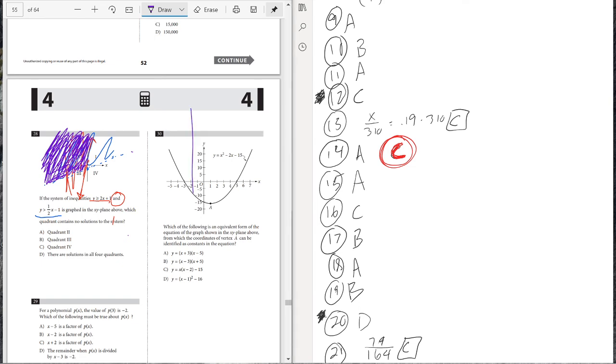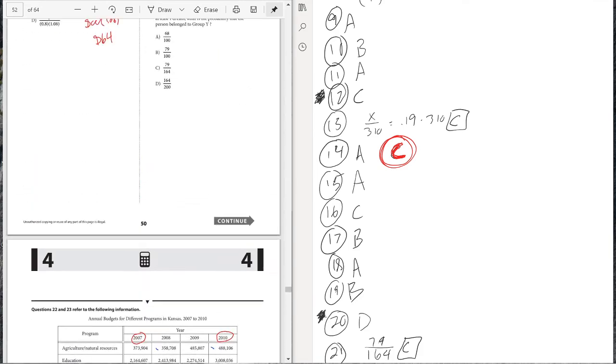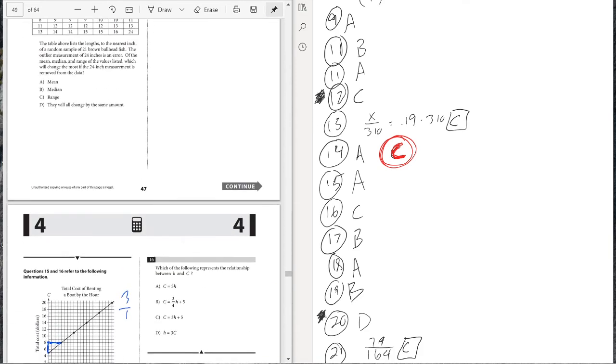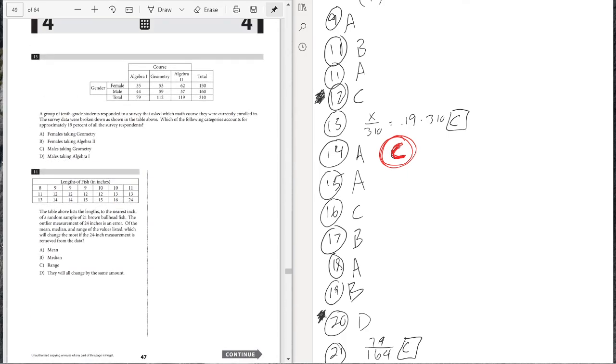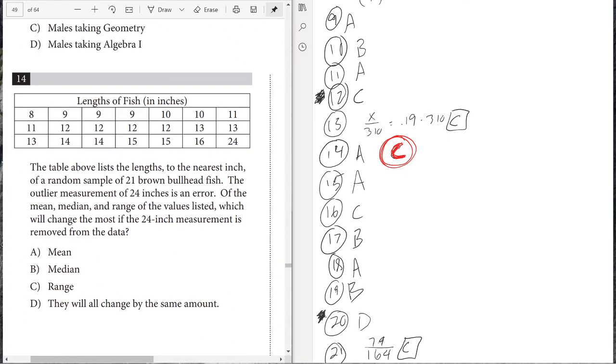14 was actually C, so let's check out what that one was. Come on, there we go. 14, here we go. Lengths of fish. And the right answer was C. Oh, I was thinking measures of central tendency. I didn't even see C was a possible answer. Well, yeah, of course the range is going to change by the most because you're getting rid of the outlier. Oh, that was a dumb question. They always ask these sorts of questions when it talks about measures of central tendency. That was tricky. That was a really tricky problem.